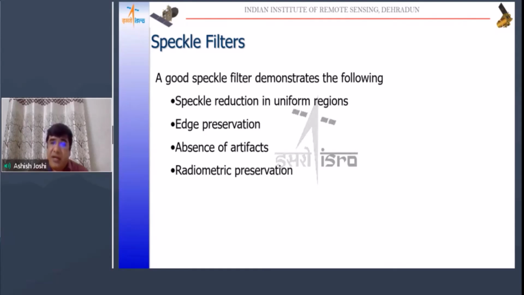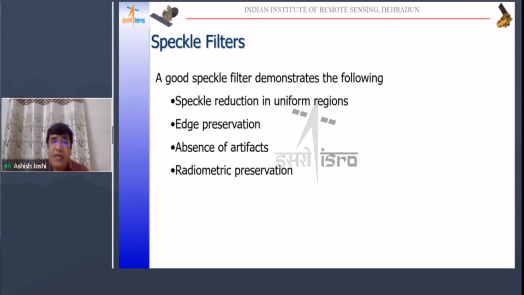We have to remove the noise in the homogeneous regions, while buildings keep proper edges. We don't have to blur those things. We have proper edges in the images, it will not introduce any artifacts, and radiometry should also be preserved.